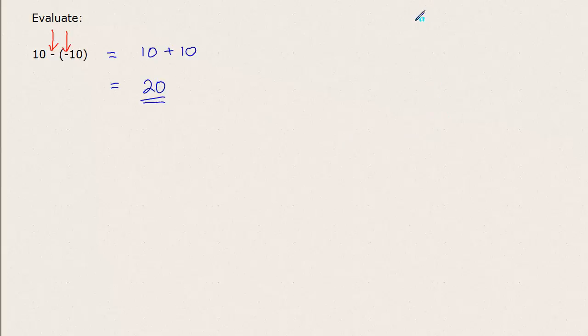The rule to remember is adjacent positives and adjacent negatives give us a positive. So if the signs are the same, we end up with a positive. Adjacent positives and negatives in any order will give us a negative.